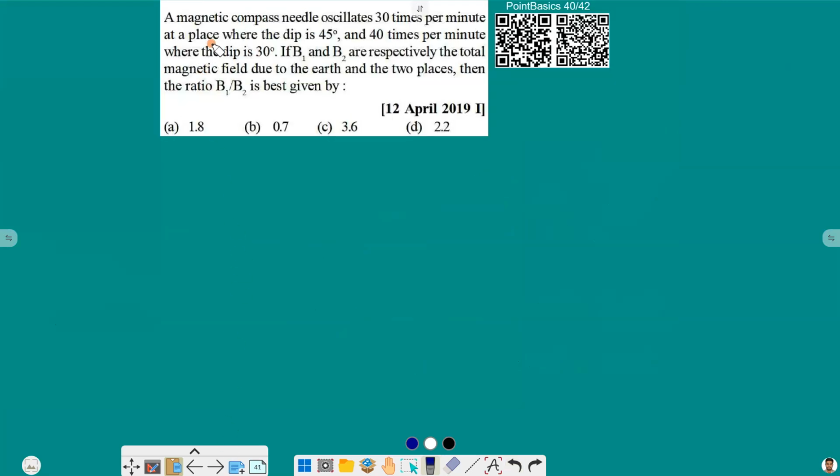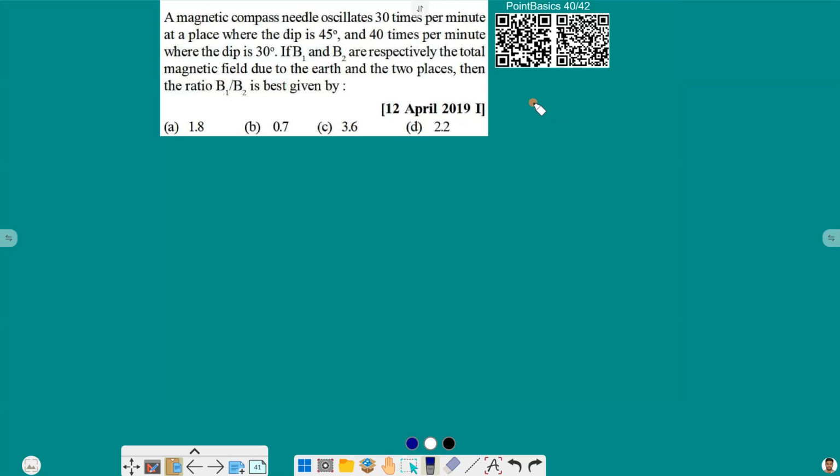A magnetic compass needle oscillates 30 times per minute in a plane where dip is 45 degrees and 40 times per minute where dip is 30 degrees. So due to dip, the value of the magnetic field is changing. If B1, B2 are respectively the total magnetic field due to Earth at the two places, then the ratio of B1 and B2 is. Now we know in the case of magnetic field, the angle of dip is with the horizontal direction.